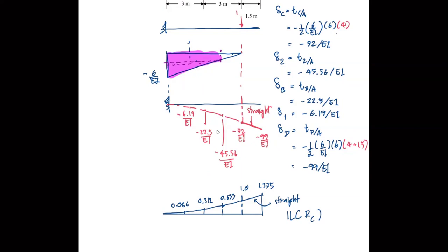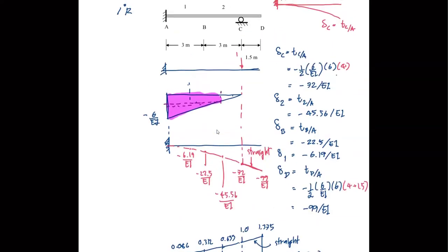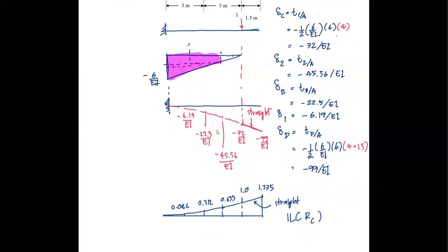Okay. Any question up to this point? Quiet. Anyway, once we have obtained one reaction, we have successfully turned this structure into a determinate one. So the rest would just be a piece of cake.